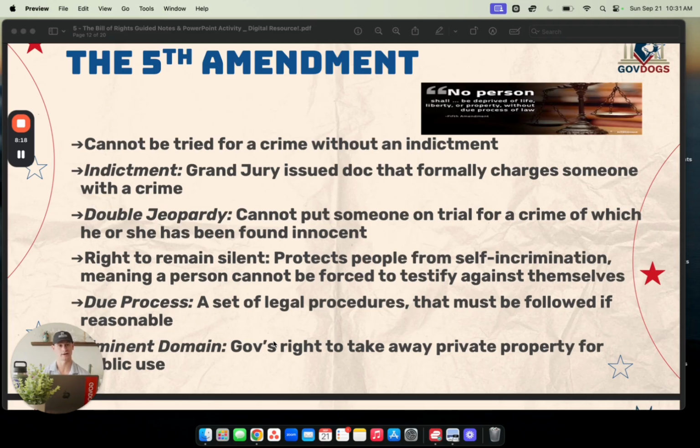Due process is very important. It's a set of legal procedures that must be followed if reasonable. And then eminent domain. It's the government's right to take away property for public use. So if your house happens to be in the path of a new highway being built, the government can theoretically, under eminent domain, take away your property, pay you fair market value for the house, take away your property, build the highway.